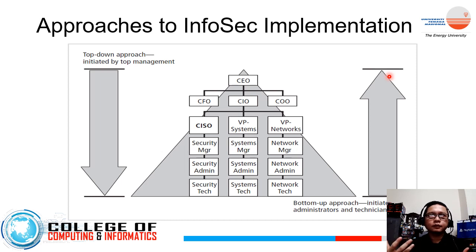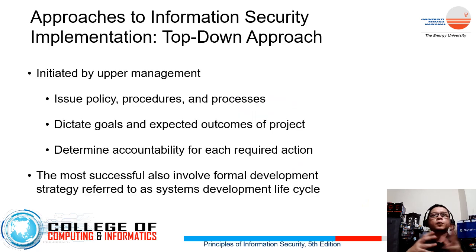Understand? Okay, now we go on to the next part. So before you decide which approach is the best, you need to understand how it is done. For the top-down approach, it is considered best because it is usually initiated by the upper management. This involves the issuance of policy, procedures, and process, and management usually dictates the goal, or what needs to be done, and who needs to do it.